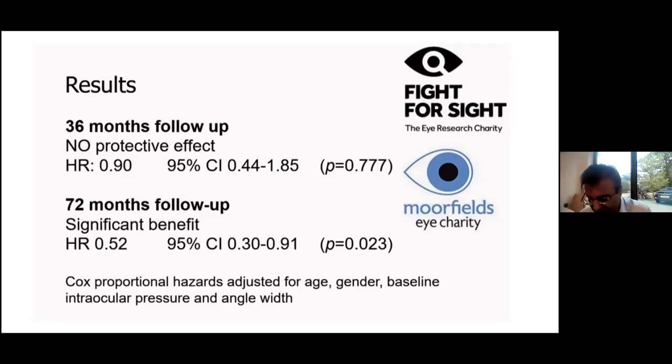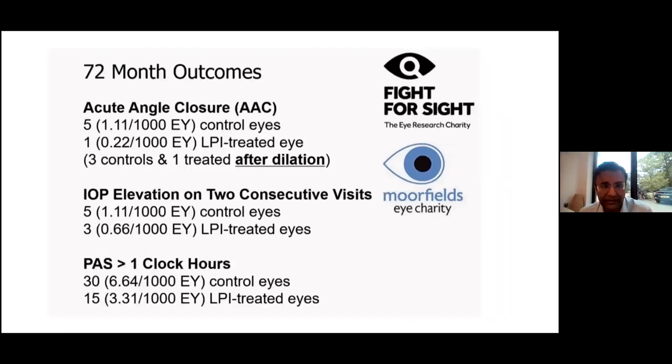But anyway, it was approved, and after 6 years, they found that there is actually a significant benefit of doing YAG PI, though small, but significant benefit. So after 72 months or 6 years, they found that only 5 of the control eyes had an acute angle closure attack, as compared to only 1 eye in the LPI group.